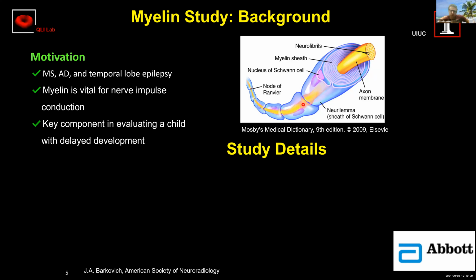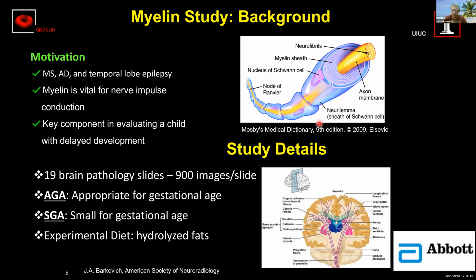So we're particularly interested in the internal capsule of the brain. The internal capsule here would be the area that goes to and from the cerebral cortex, carrying the information. If this is compromised in terms of myelin, it has serious consequences. So we were presented, and this is in collaboration with Abbott Labs and also researchers from the Department of Animal Sciences here, with 19 brain pathology slides. Now these were taken from piglets who were previously measured before they were euthanized with MRI.